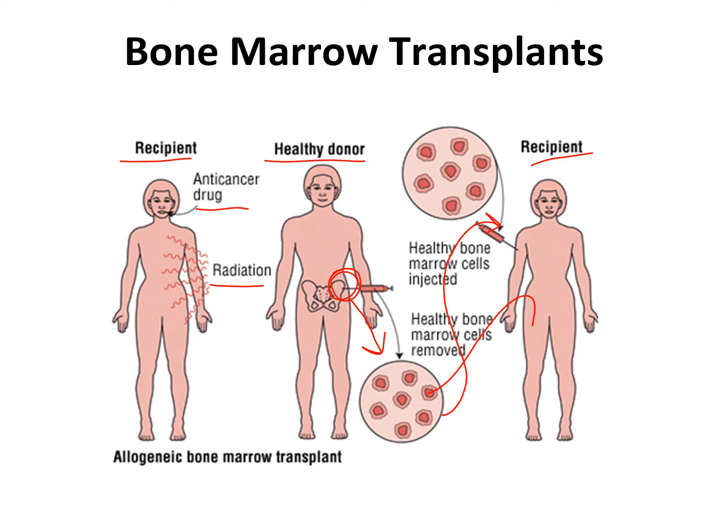So in a bone marrow transplant, what you are transplanting are stem cells. And those stem cells are going to give rise to all the formed elements of the blood, all the red blood cells, the platelets, and the white blood cells.